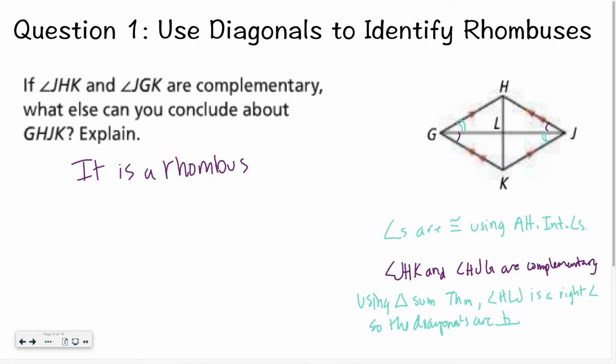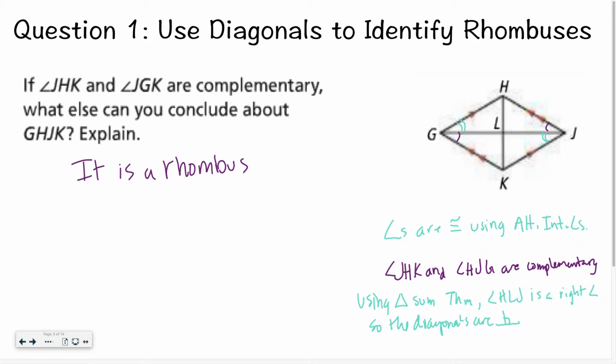All right, so for this question, hopefully you realized that this forms a rhombus. If we have two sets of parallel sides for the parallelogram, we can use alternate interior angles to say that they're congruent. We already knew that angle JHK and JGK were complementary. So instead of saying JGK, I could say HJG because they're congruent using alternate interior angles. So I could say angle JHK and angle HJG are complementary.